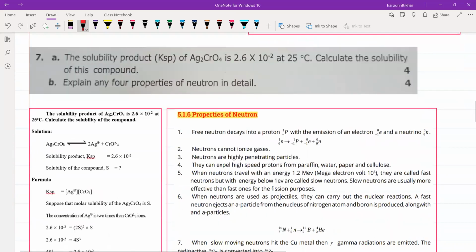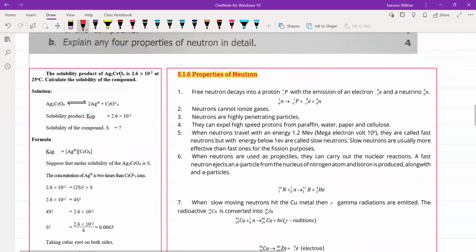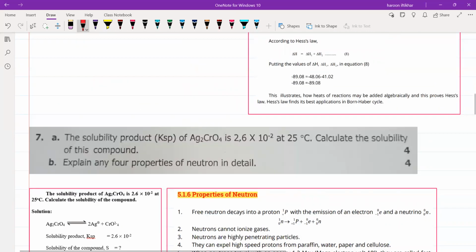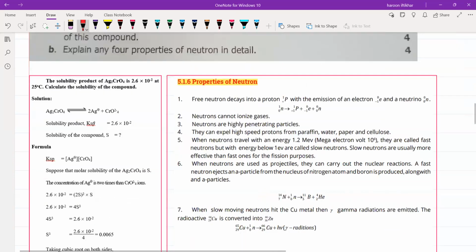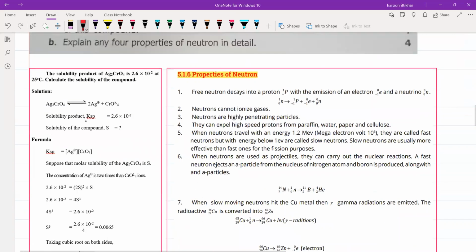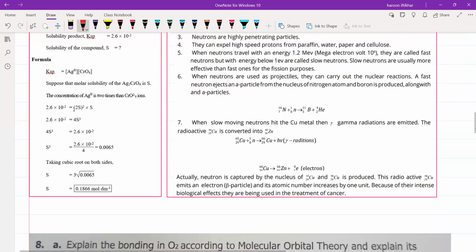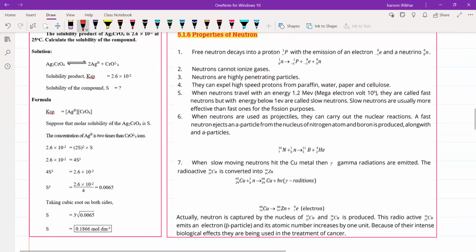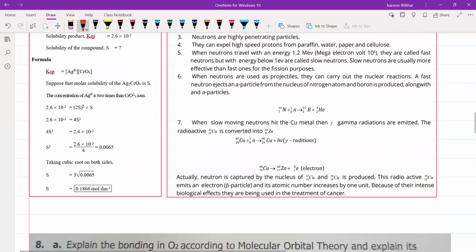Calculate the solubility of this compound. That's why it's simple. You have the solubility product value, which is 2.6 × 10 raised to the power negative 2 at 25 degrees Celsius. So you need to calculate the solubility. So Ksp is equal to the multiplication of the concentration of ions. So definitely we are getting two silver ions. So we'll write (2s) whole square and s. That's the simplest way to write this one.